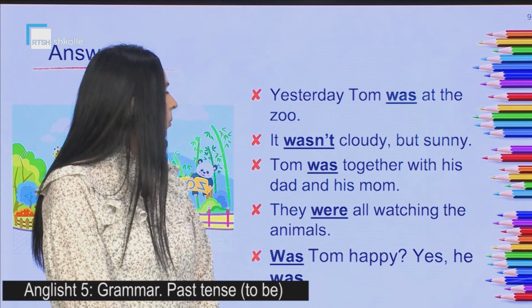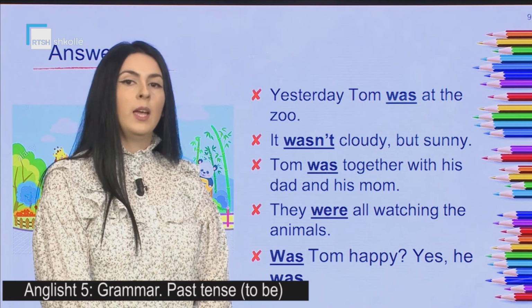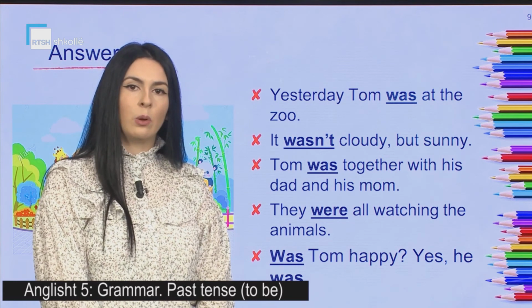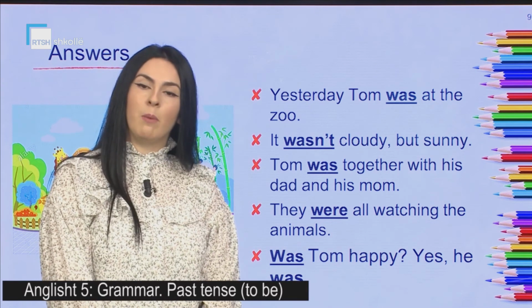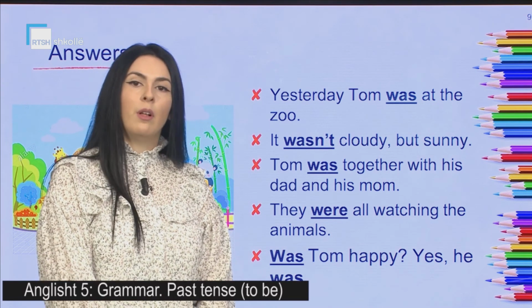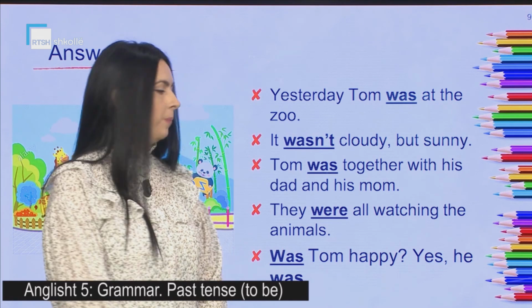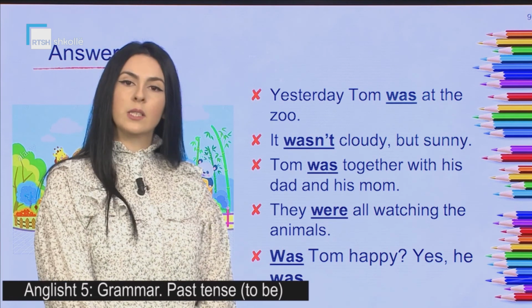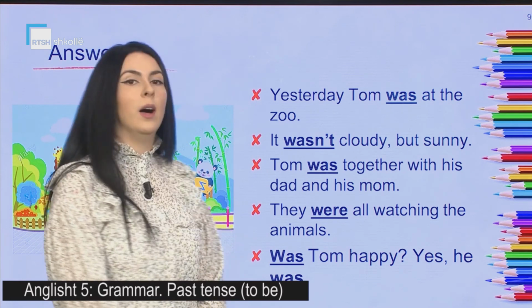Then, Tom was together with his dad and his mom. It is still the third person singular. They were all watching the animals. Remember, the third person plural becomes were. And lastly, was Tom happy? Yes, he was.